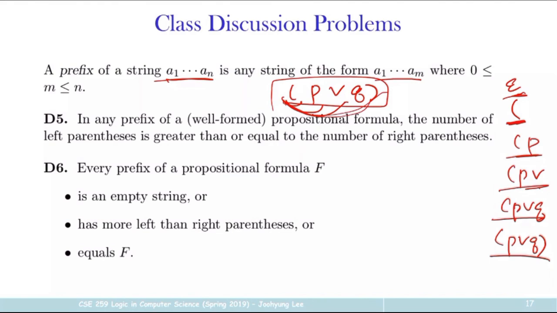Okay, any question about today's material? This is the last one. If not, then let me open this up.